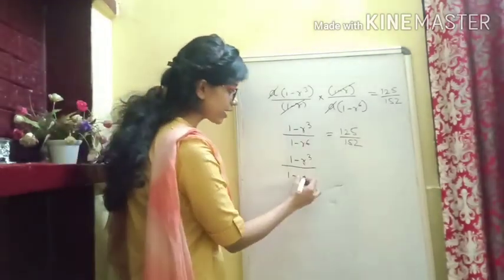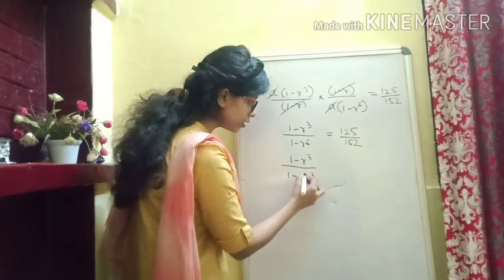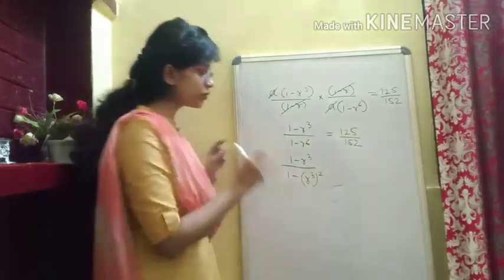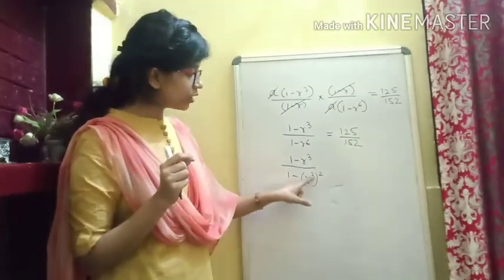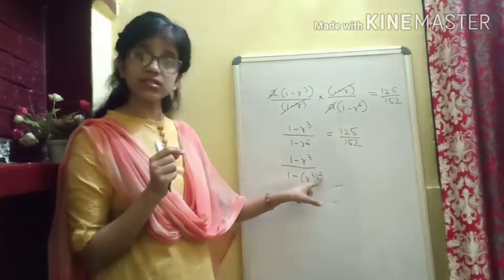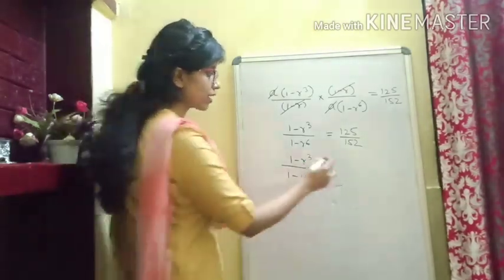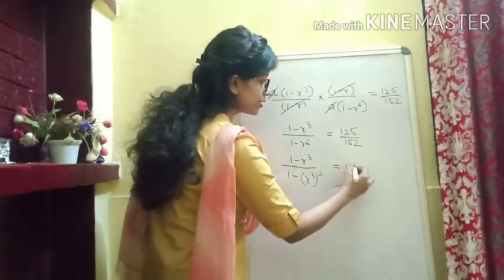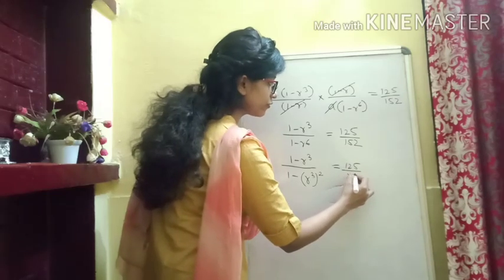Can I write it as r to the power 3 to the power 2? I am just breaking the powers. You see, 3 into 2, it is still 6. I have just written it like that. So, in the next step I will show you why I have written it like this. 125 upon 152 as it is.